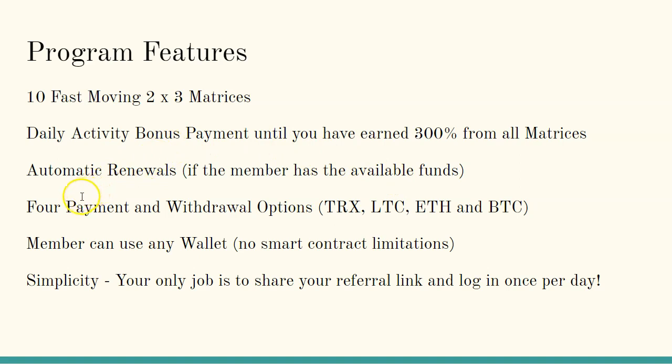For right now, we're going to have 4 payment options and 4 withdrawal options. That's going to be in Tron, Litecoin, Ether, and Bitcoin. Preferably, I wanted to just keep that at Tron and Litecoin, but per the membership, they really wanted to keep Ether and Bitcoin. Just note that on the back end, the member will be paying the full transaction fee.